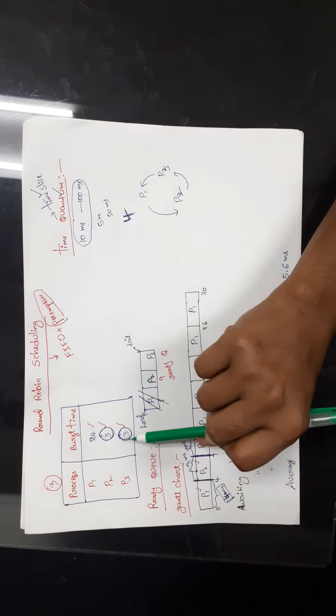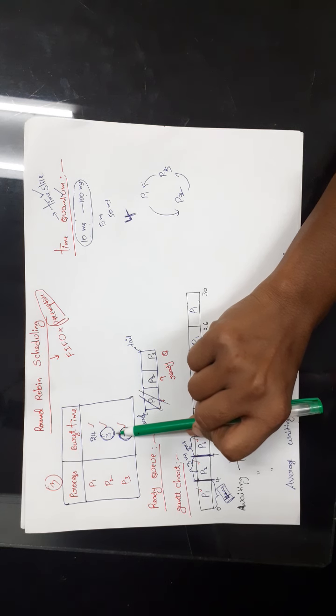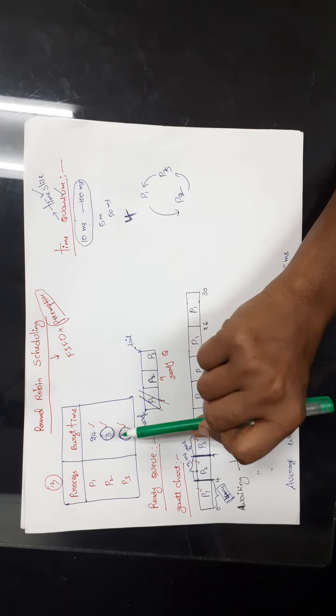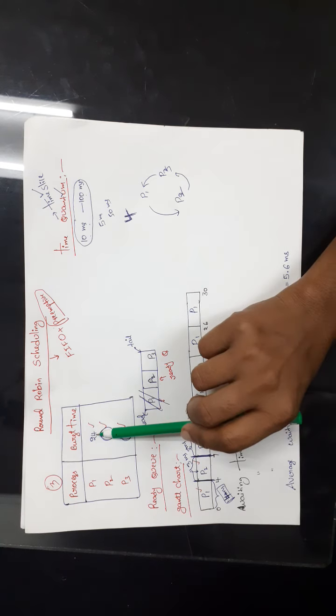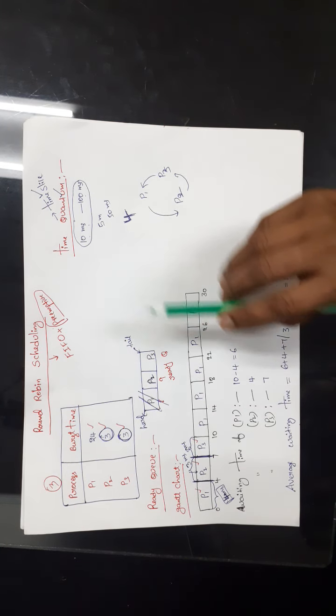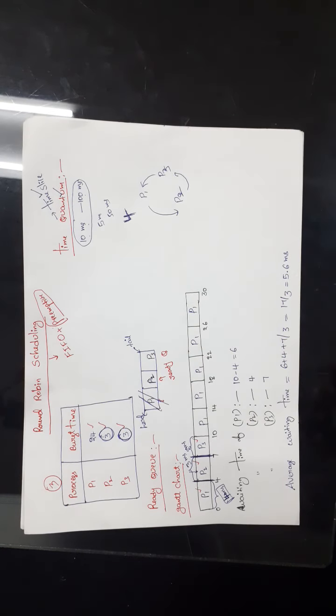That means if the burst time is less than the time quantum, then the process can finish its execution and can release the CPU when it finishes the execution. Okay. If the burst time is more than the time quantum, then the CPU will be taken from that process forcefully. Okay. So here you need to observe one point.